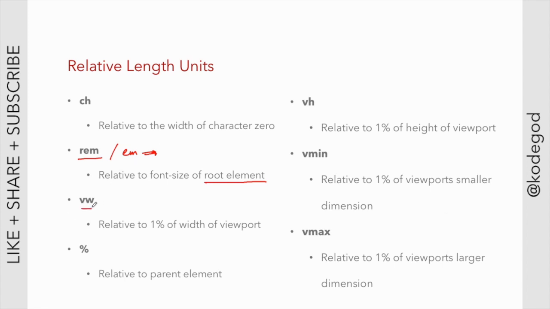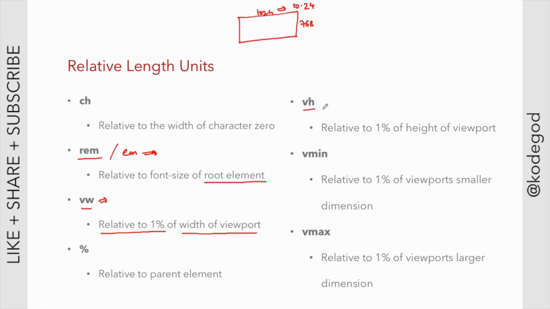Then we have vw, that is view width. It takes a value relative to 1% of the width of your viewport. Viewport is nothing but the visible size of your screen. So let us say the width is 1024 and the height is 768. vw will take 1% of the width. In this case it will take 10.24.